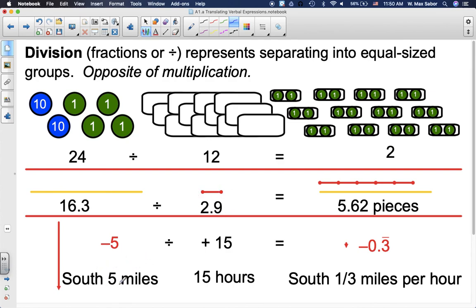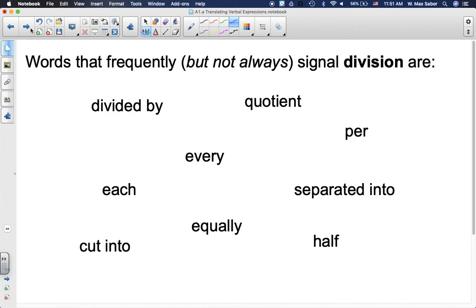If we're going south 5 miles over the course of 15 hours, that means that we can be going a third of a mile per hour south. So if we go a third of a mile per hour, and then another third of a mile per hour, and then another third of a mile per hour, if we do that for 15 hours, then we'll end up going south 5 miles, and that's through division. Words that frequently signal division: per, every, each.